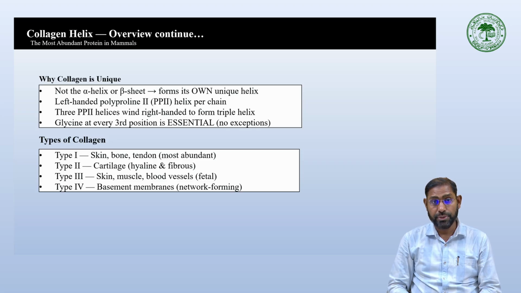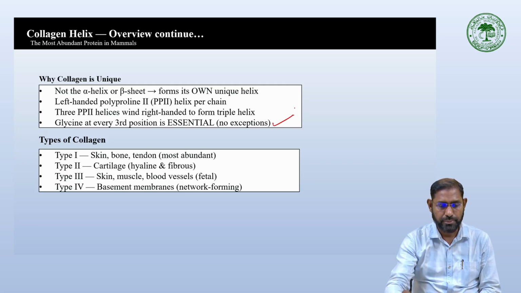Why is collagen very unique? It is not an alpha helix or beta sheet; it forms its own unique helix. Each chain is a left-handed polyproline II helix, and three polyproline II helices wind right-handed to form the triple helix. Glycine at every third position is essential. There is no exception in collagen.